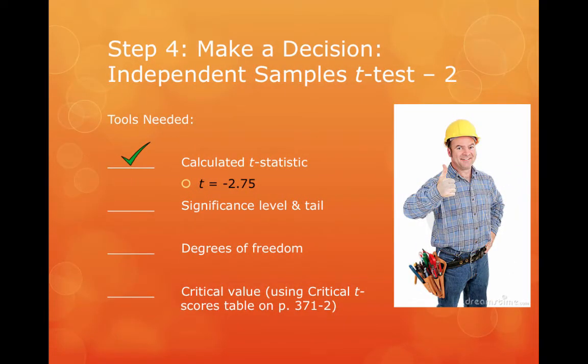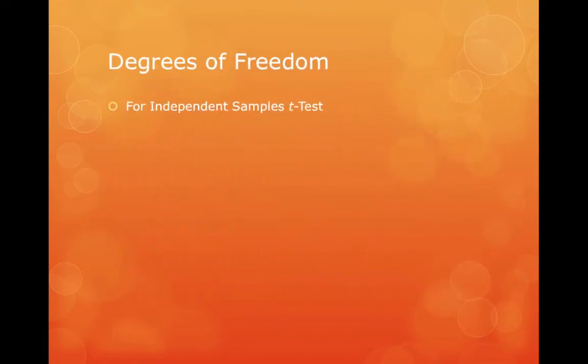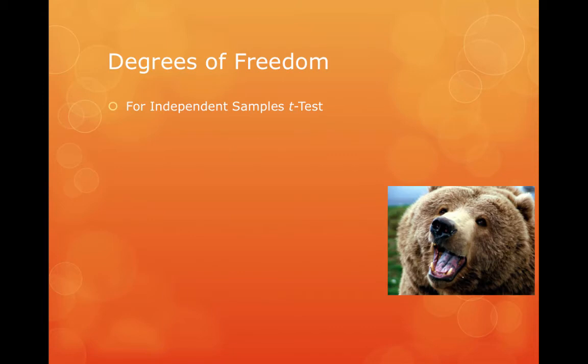Okay, so now we have our second tool that we need, which is essentially our significance level and our tails. And we know that we have our alpha level set at 0.05, and we're conducting a two-tailed test. Our third tool, degrees of freedom. Well, degrees of freedom, really what it is a nice estimation of our sample size. So we'll see that the formula for degrees of freedom for independent samples t-tests will need our sample sizes. So, as we'll see in the coming weeks, Bobby the Bear will always tell us what our degrees of freedom are. So Bobby the Bear, what's our degrees of freedom for independent samples t-test?